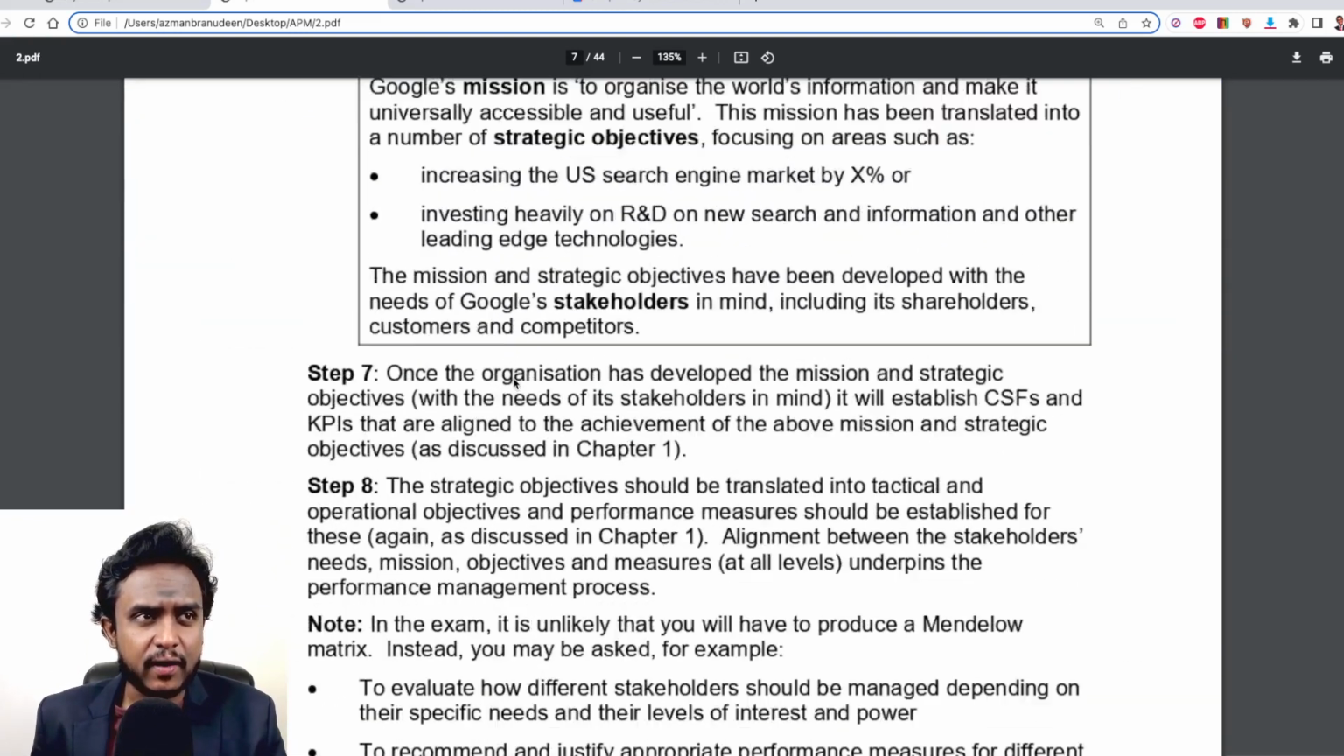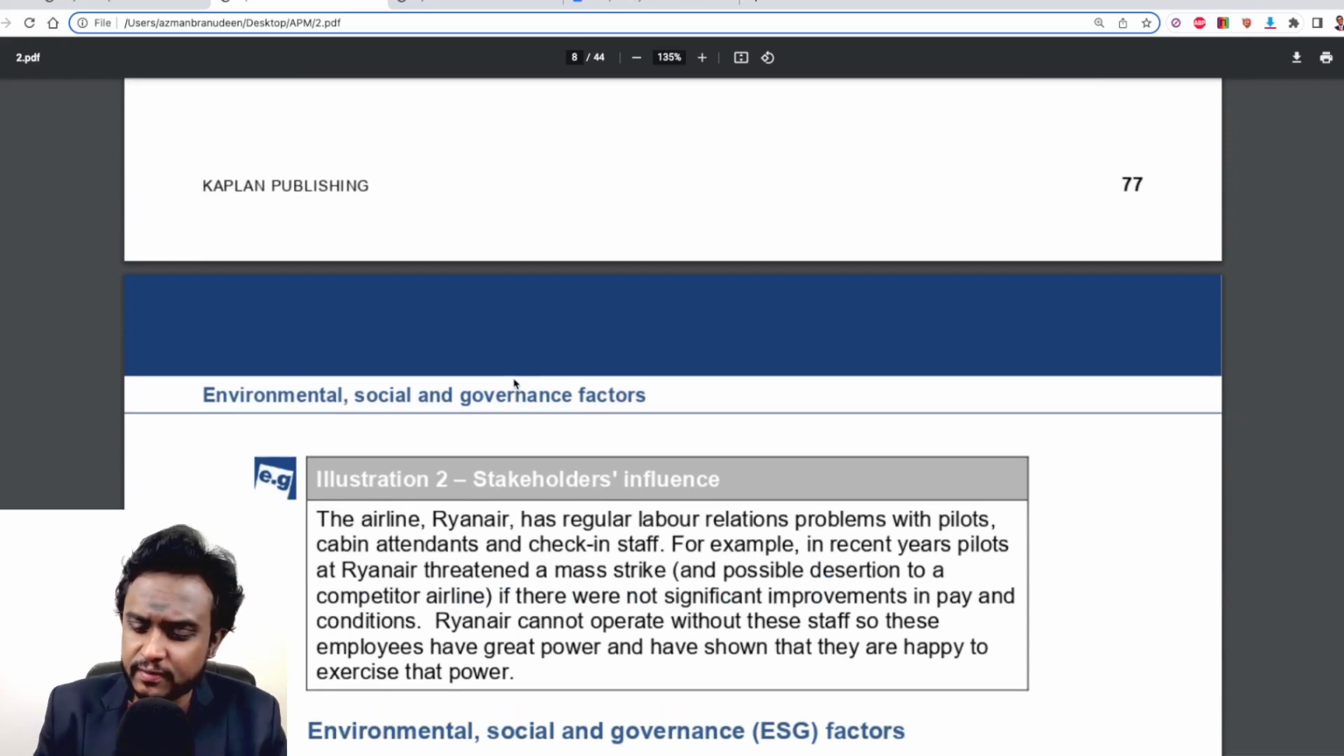And that is what we learn with regard to stakeholder mapping. Be quite thorough, revise, it's quite easy. Try to apply it, try to do the sample questions that are provided as well.